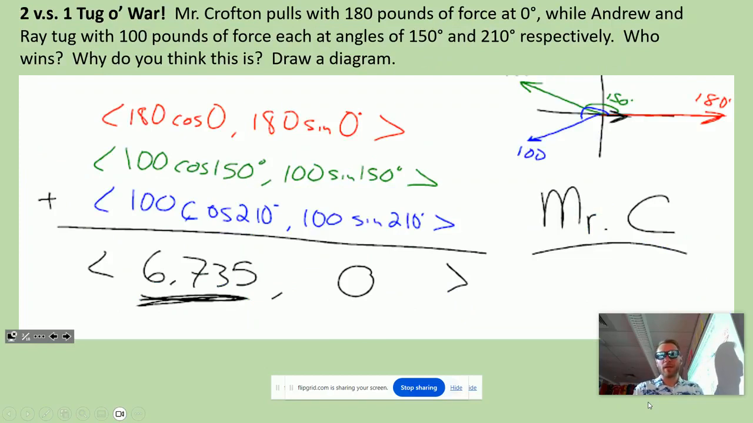I have three things acting on an object, which is my rope, and in this case, Mr. Crofton wins because his 180 pounds of force is directed at 0 degrees, while Ray and Andrew are working against each other a little bit because their angles are not exactly the same. So my resultant vector of all three things happening is positive 6 on the horizontal, which is saying Mr. Crofton is winning just by a bit.